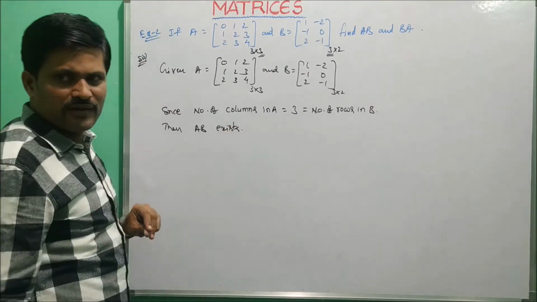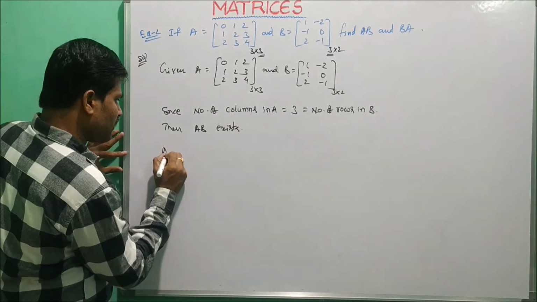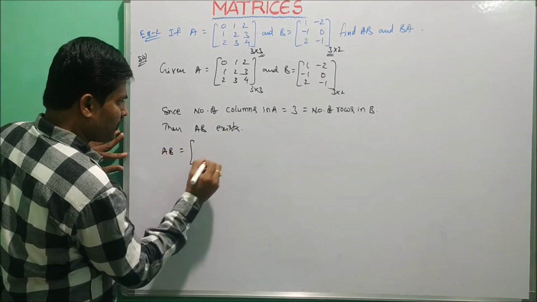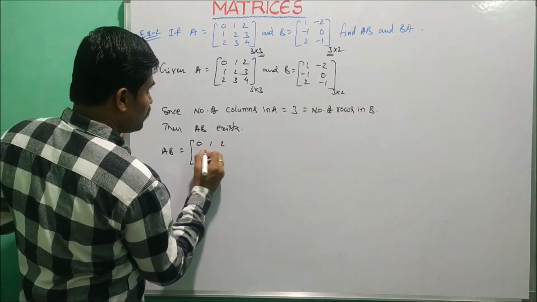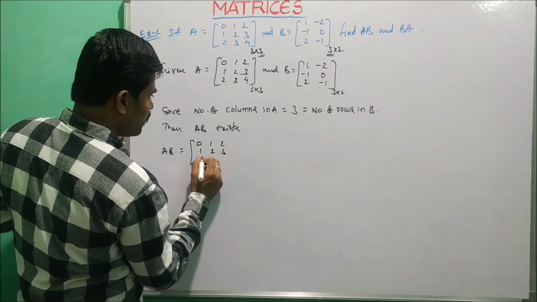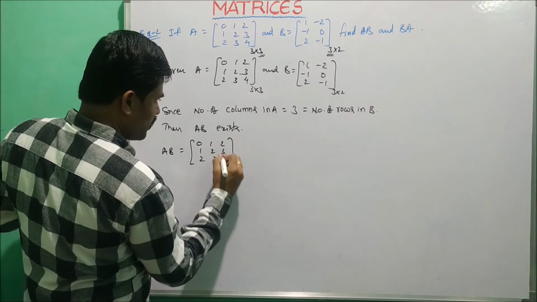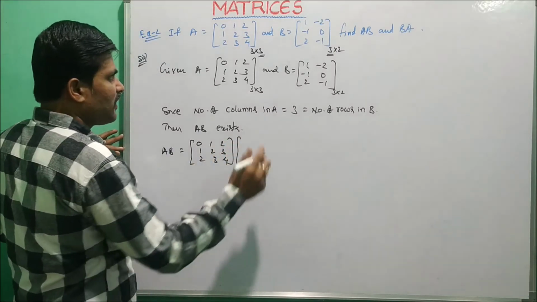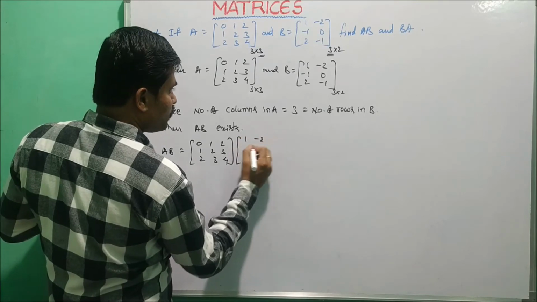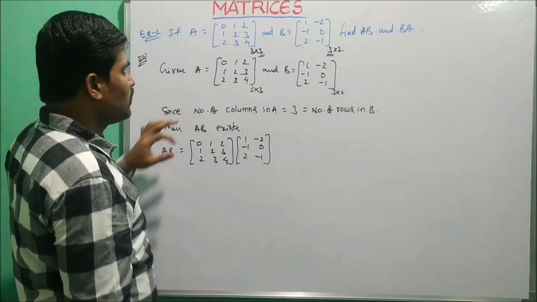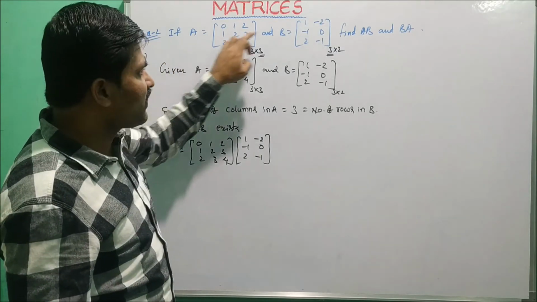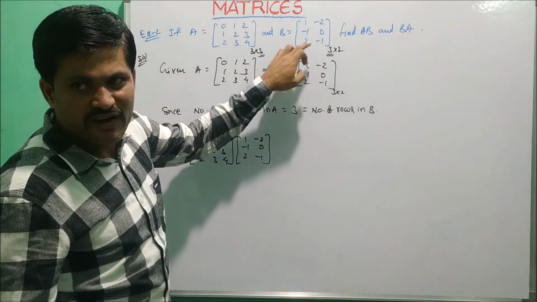Then AB exists. So here we take the product AB. First we write the matrix A, that is 0 1 2, 1 2 3, 2 3 4. Similarly we write the matrix B, which is 1 -2, -1 0, 2 -1. Here we observe the first matrix is a square matrix, the second matrix is not a square matrix, it is a rectangular matrix.